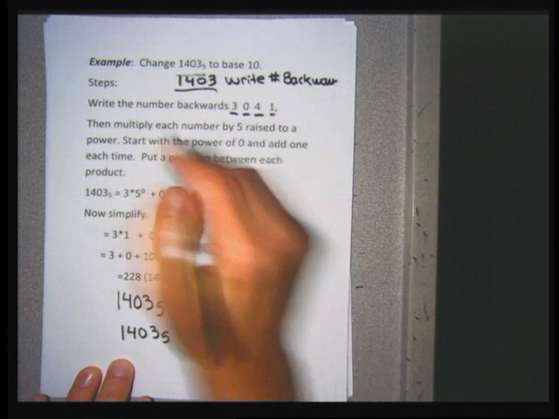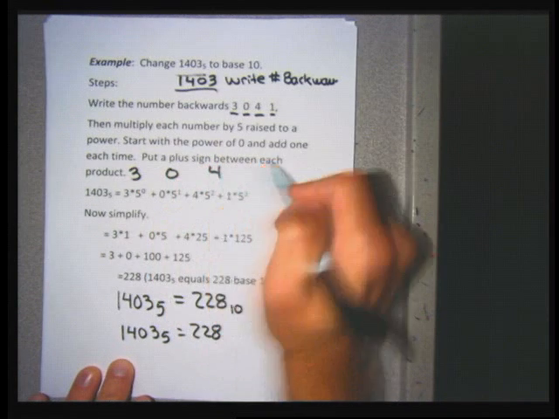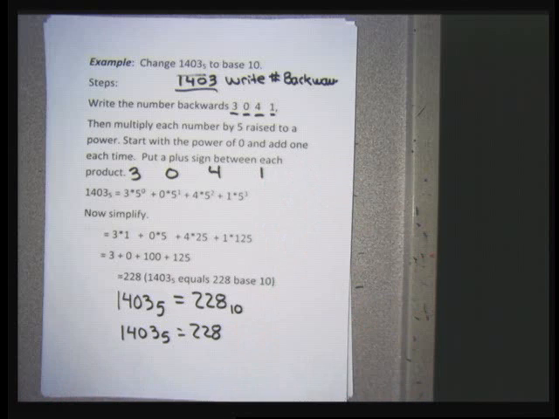So I had a 3, a 0, a 4, and a 1, which is the number written backwards. Then, next to each number, the 3, the 0, the 4, and the 1, I'm going to put a times sign followed by a 5 with an exponent.